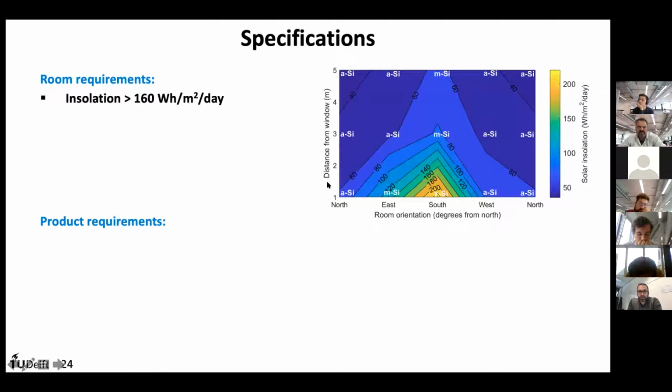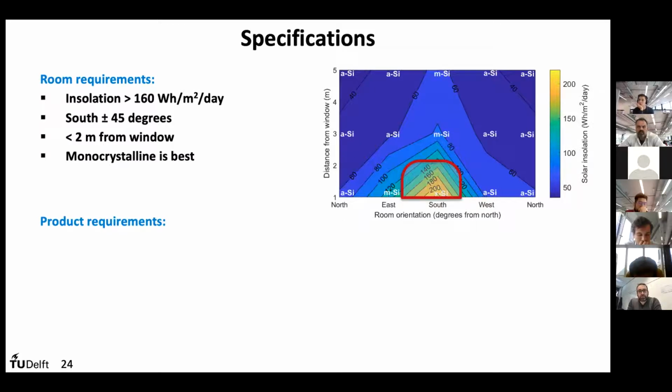So what we can see is that if we want to work with an insolation that is at least 60 watt hour per square meter per day, we should work in this area. So it means that the orientation of the room, so where the window is, should be at south, at least plus or minus 45 degrees. We should not place the lamp more than 2 meters from the window. We also did an analysis of different technologies, and we think that monocrystalline technology is the best technology for this kind of application. On the other hand, we have the requirements of the product.